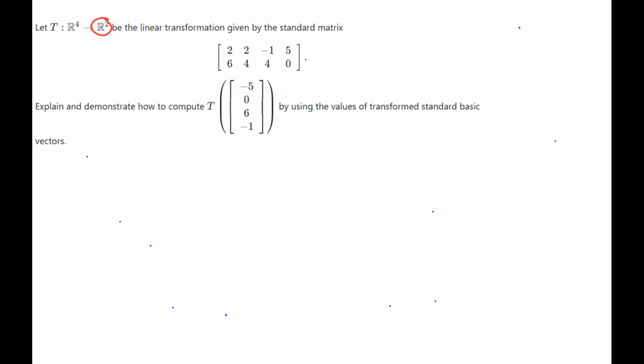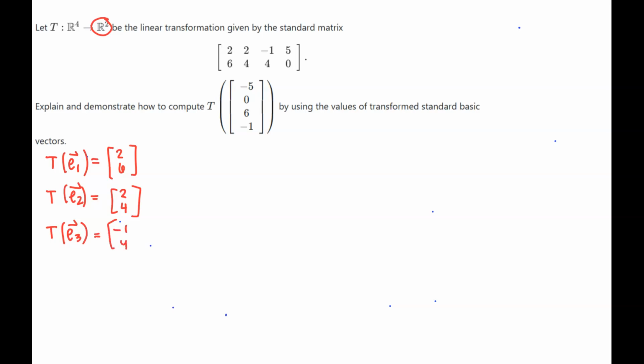Now, TBIL would have written this as like, okay, well, we have T of E1 in our R4. Well, that is going to be 2, 6. T of E2 is going to be 2, 4, right? These will decompose the columns back into these transformations to our standard basis vectors. So -1, 4, and T of E4 is 5, 0.